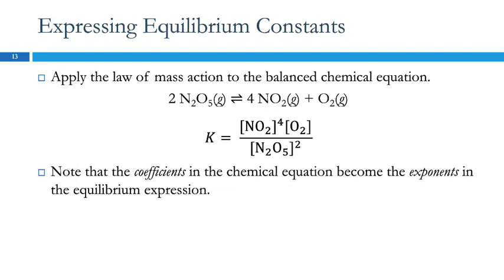So we can apply the law of mass action to balanced chemical equations. We have an example here, N2O5 forming NO2 and O2. So again, concentration of the products. Here this one has a coefficient of 4, so it's raised to the fourth power. O2 is a 1. And down here, the concentration of the reactant squared. The coefficients become the exponents. Okay?